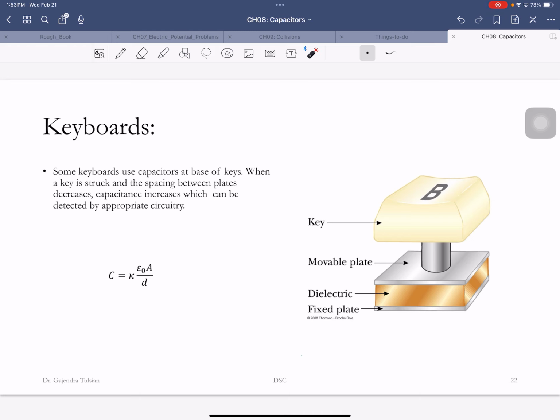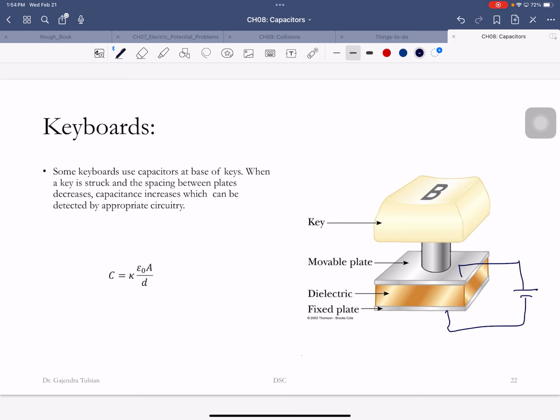You press an A on your keyboard. How does the computer know you pressed an A? Yeah, so how does it know? Well, okay, here's the deal. Every key is like this, and they're all connected to a 5-volt battery.